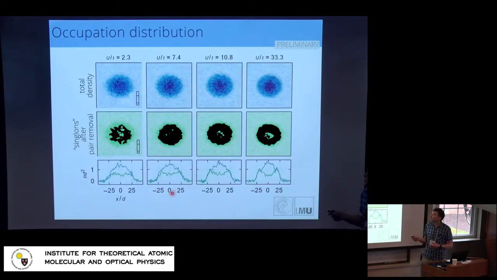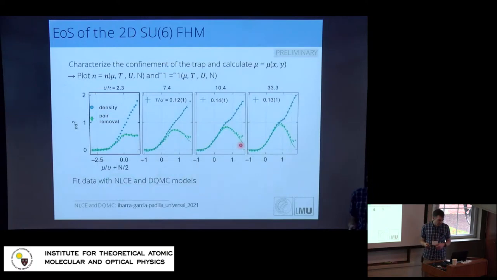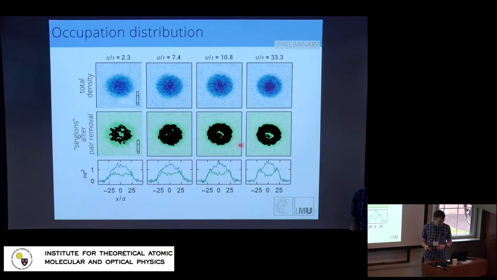And then we can indeed identify that as we do this. So this is the same data set. If you remove all the doubly occupied sites, we can see that slowly, in the center, there will be this region of double occupation. That can be removed. Okay.